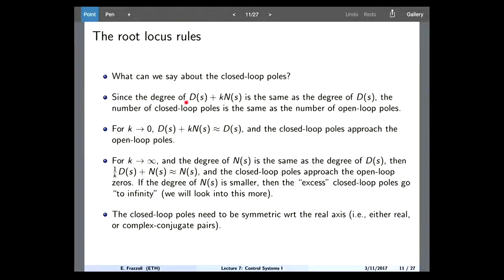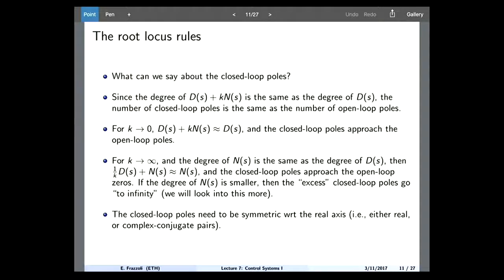Well, the degree of d(s) plus k n(s), so the degree of the closed loop denominator, is the same as the degree of d(s), right? Because we know that the numerator cannot have a higher degree than d. So essentially, the number of poles in the closed loop is exactly the same as the number of poles in the open loop. Under feedback, you can change the location of the poles, you cannot change the number of the poles.